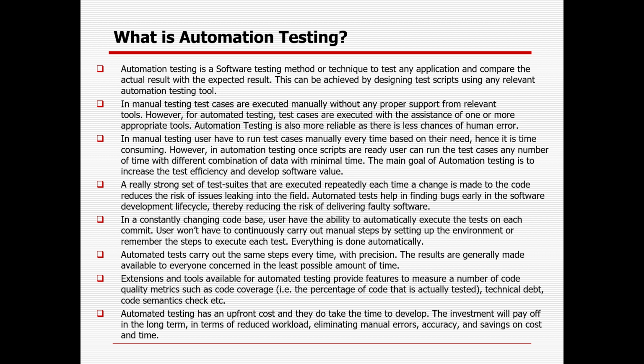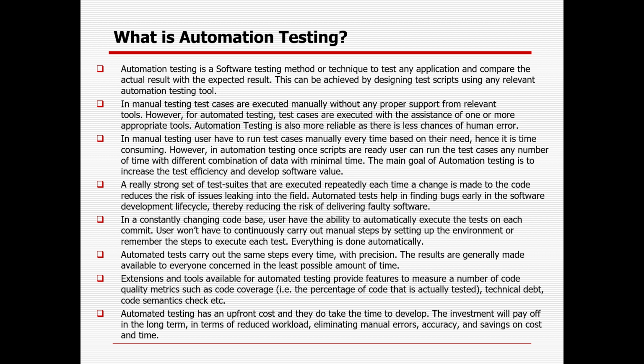Automation testing is more reliable as there are fewer chances of human error. In manual testing, users have to run test cases manually every time based on their need. Hence, it is time consuming. However, in automation testing, once scripts are ready, users can run them any number of times with different data combinations, different browser combinations, different operating system combinations with minimal time.